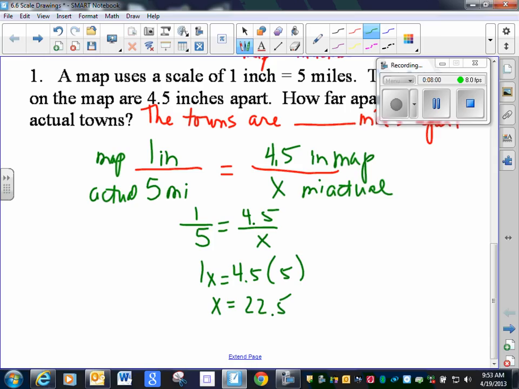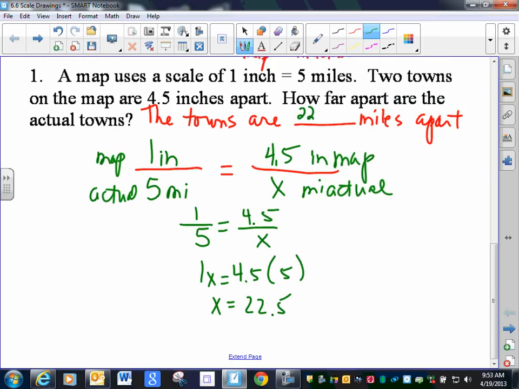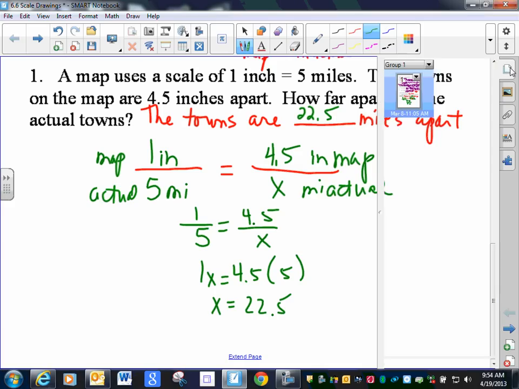We go back up, we fill in our S statement, and the towns are actually 22.5 miles apart. All right, let's do another.